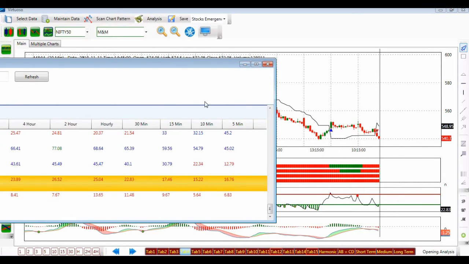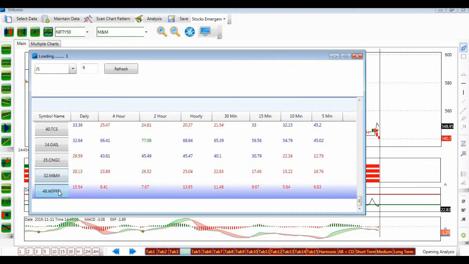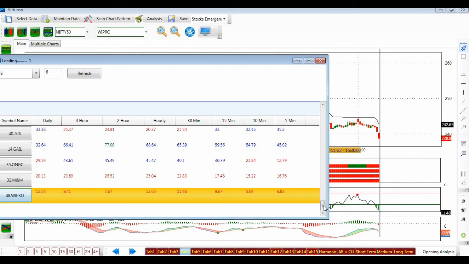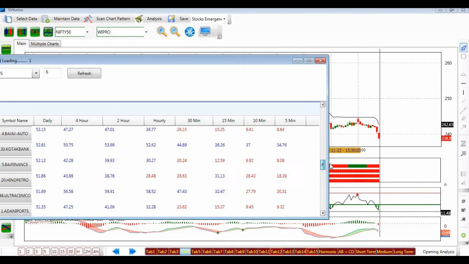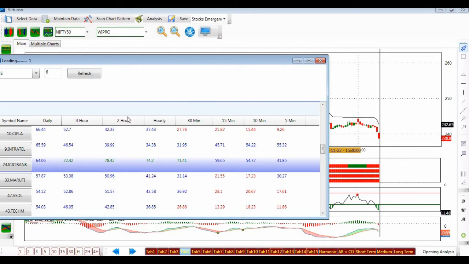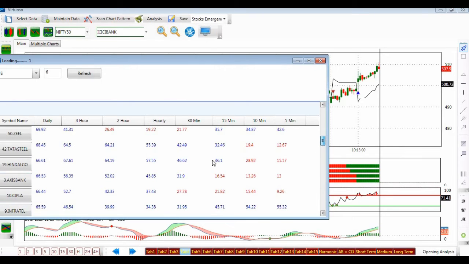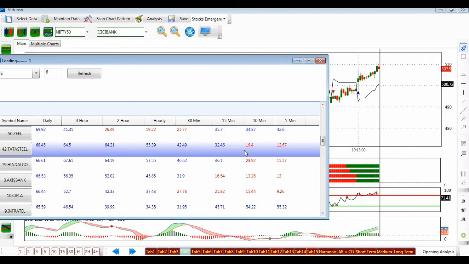Now let's have a look at Wipro, which we have already seen in another study. So Wipro is again, since morning, in sell. Now let me have a look at any stock which is above 70. So this is giving 30 minutes green, hourly green, 2 hours green, and 4 hours. So let's have a look. ICICI Bank, ICICI Bank is perfectly giving a buy signal from here, and it is performing amazingly.